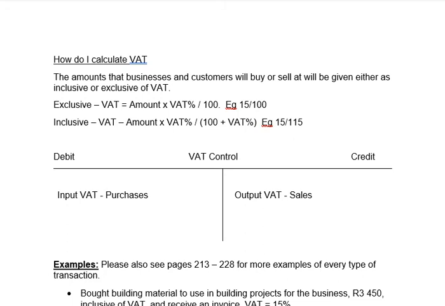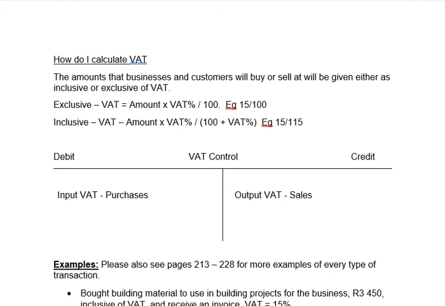If the amount is given to you inclusive of VAT, so the VAT has already been added, the amount you see in front of you already includes the VAT. To get the VAT out of that, we're going to take that amount times the VAT percentage over 100 plus the VAT percentage. So if it's 15%, 15 over 115. If it's 10%, 10 over 110. If it's 14%, 14 over 114. So that's the two calculations. You have to see whether the amount that you received is inclusive or exclusive, and once you know that, you'll know what calculation to do to get to the VAT amount.